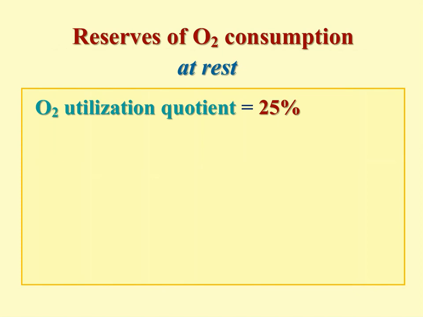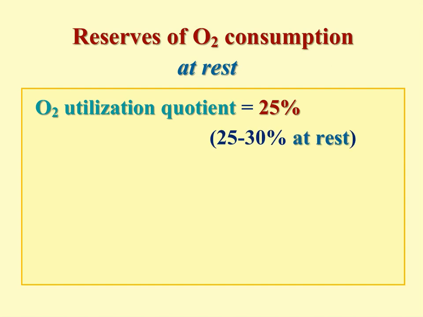consumption. The resting value we take as 25%. It goes exactly in accordance with the oxyhemoglobin dissociation curve. You remember the venous blood in resting state has PO2 of 40 millimeters of mercury, and the corresponding oxygenated hemoglobin percentage is 75, which means that about 25% is utilized and the remaining amount is 75%.